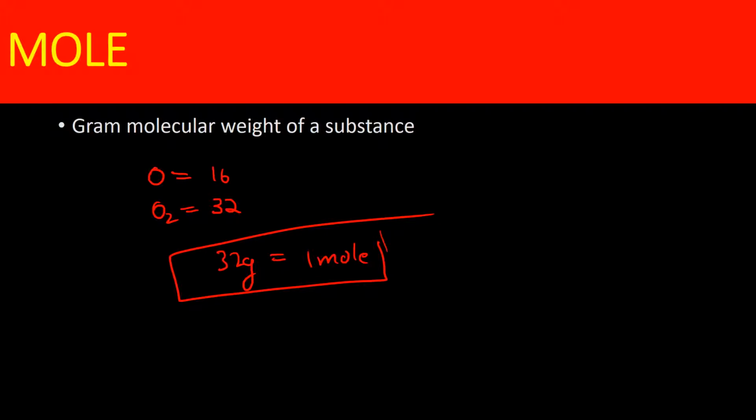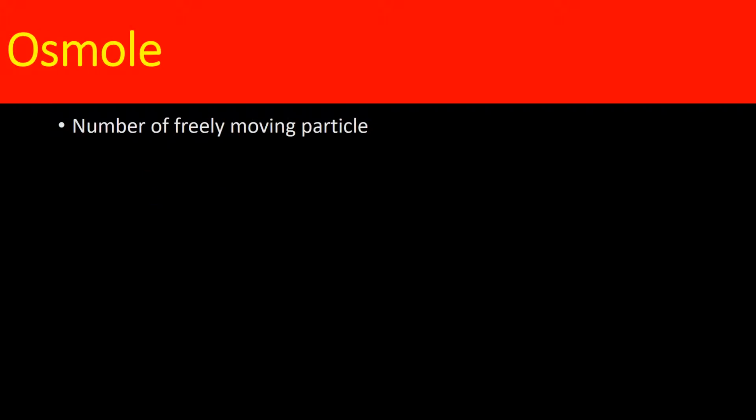Now going on to the osmoles, the number of freely moving particles are called osmoles. 1 mole of oxygen molecules will give 1 freely moving oxygen molecule, so the osmole is 1 osmole, whereas sodium chloride will give 2 freely moving particles. So it is having 2 osmoles because sodium chloride will split into sodium and chloride.